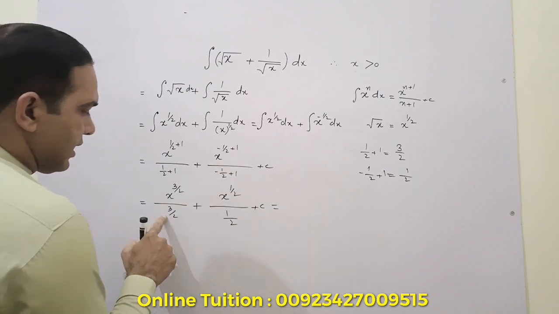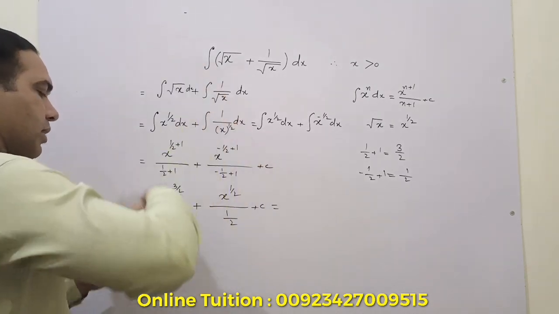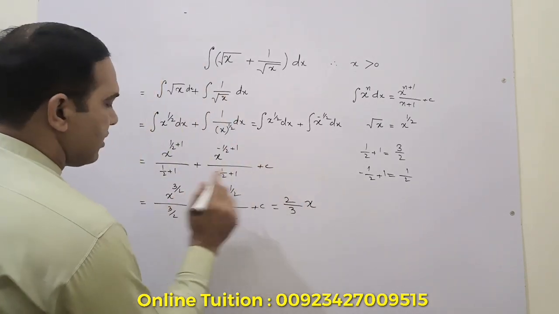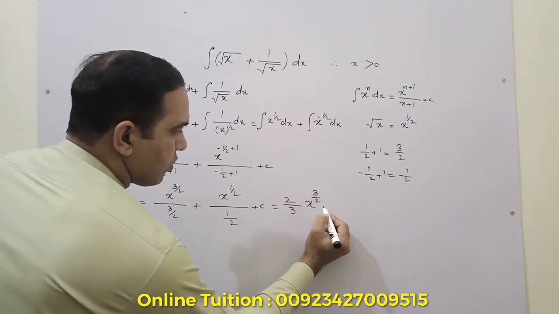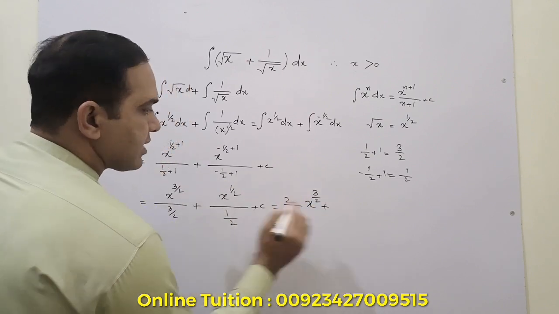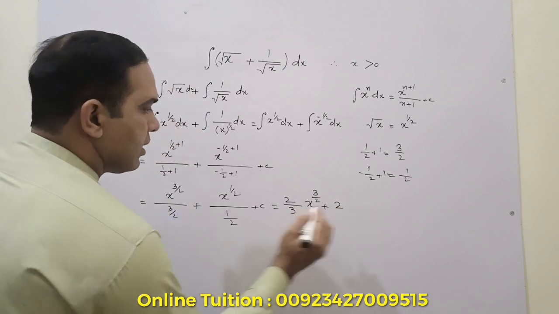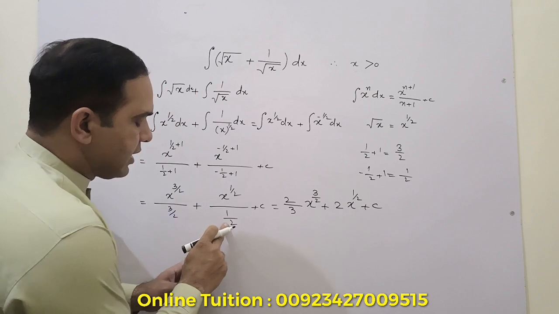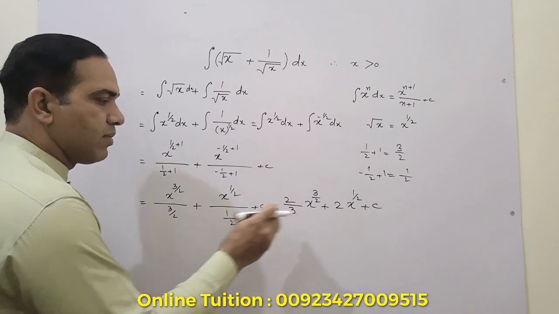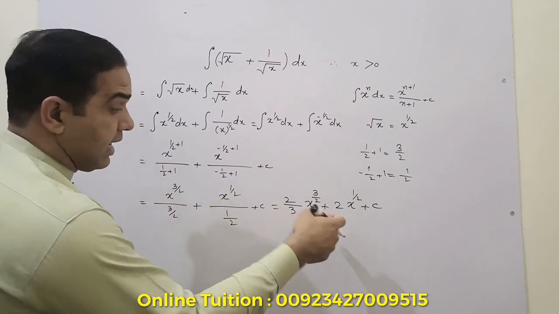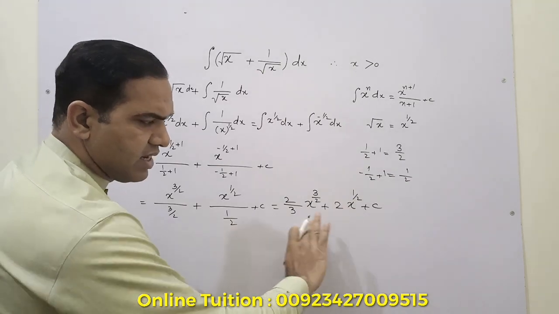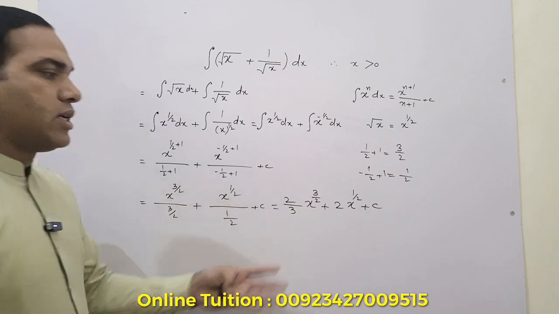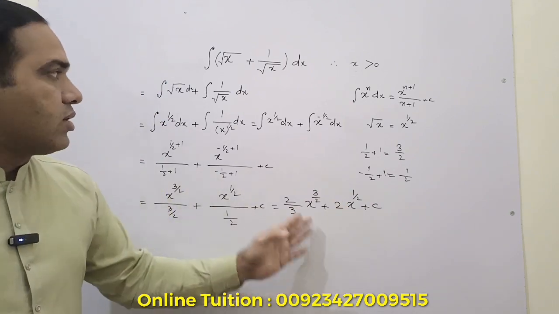Now further, this is a denominator. When we reverse it, it will be 2 over 3 times x raised to the power 3 by 2, plus the same 2 over 1 times x raised to 1 over 2, plus c. This is a denominator. When we reverse it, it will be 2 over 1, and you know that there is no need of writing 1 over here. x raised to 1 over 2 plus c. So this is the answer of this question.